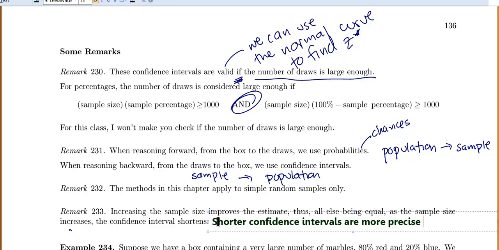And more precise is a good thing. So we'll do a smiley face.